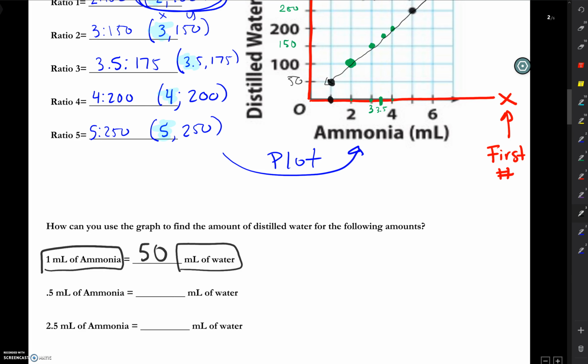What about 0.5? 0.5 is going to be right about here. So where would this be at? This would probably be about 25. Okay. What about 2.5? 2.5 is going to be between 2 and 3. So if I did a line up here, it's going to be about 125.